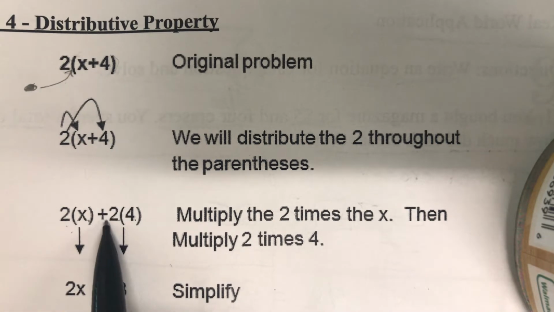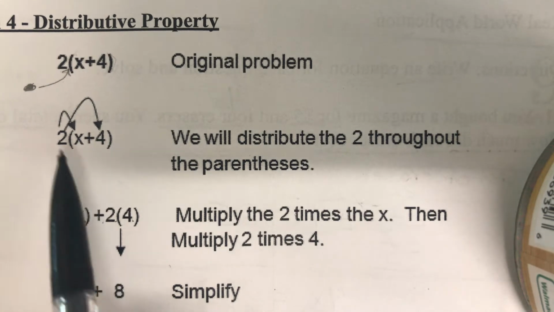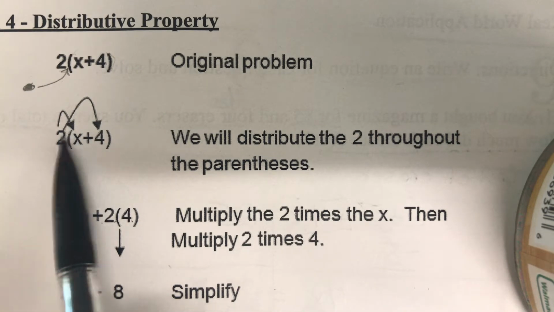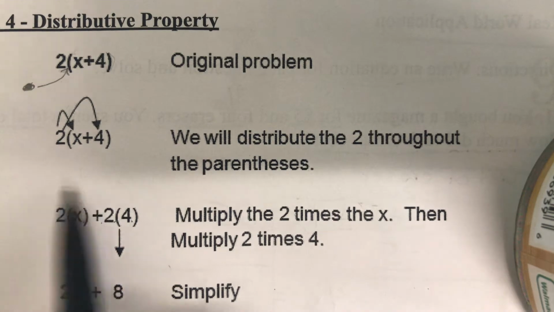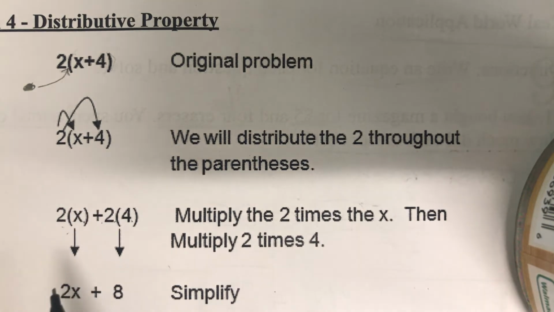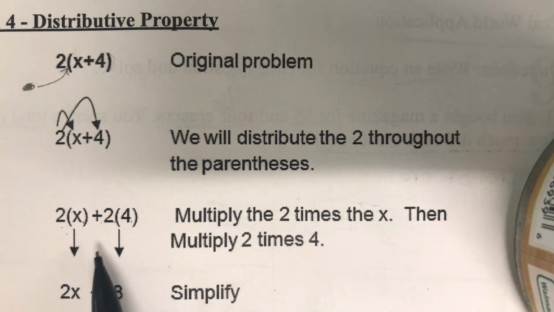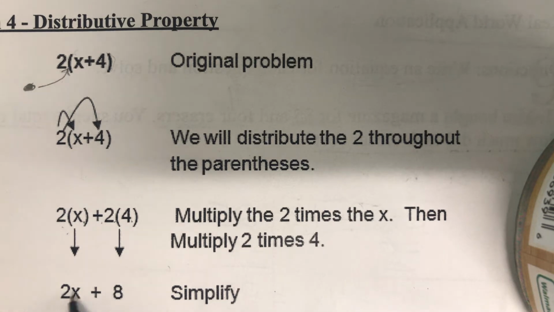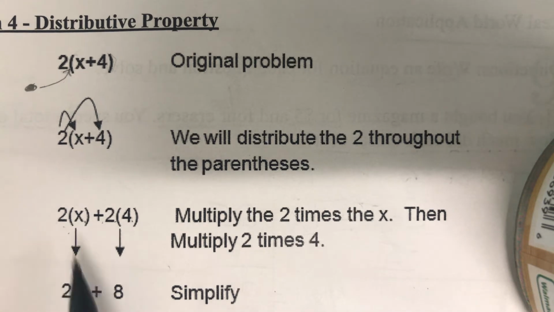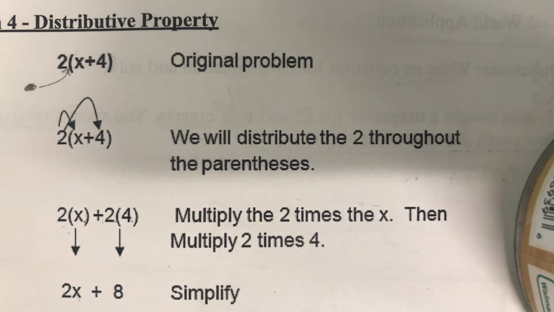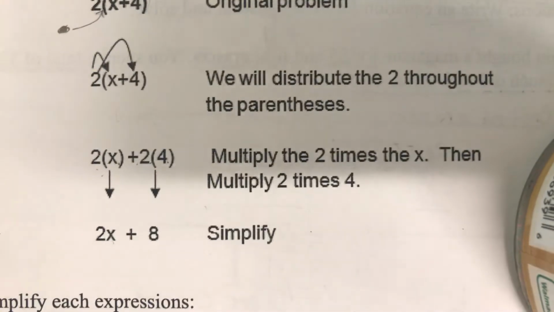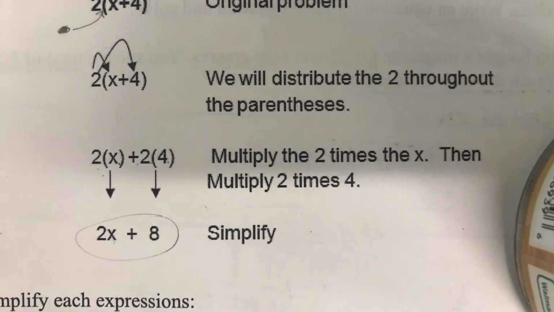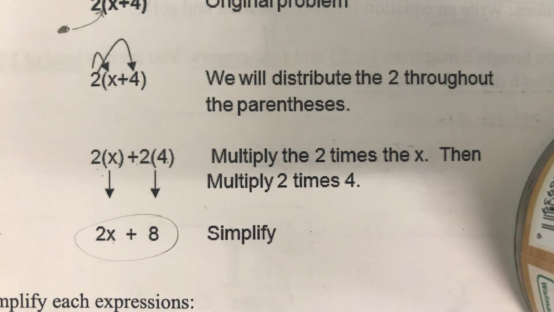That sign hasn't changed in the middle. Right now all our numbers are positive, so there's really no reason for that to change. We'll come across some where the sign might change. So in the end, 2 times x is 2x, and 2 times 4 is 8. So our answer is just 2x plus 8. We're not solving here just yet. This is just the distributive property, so that's as far as we can go.